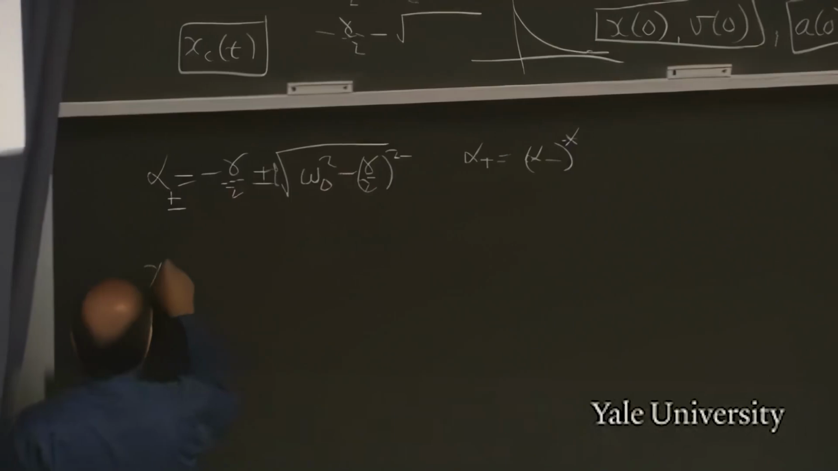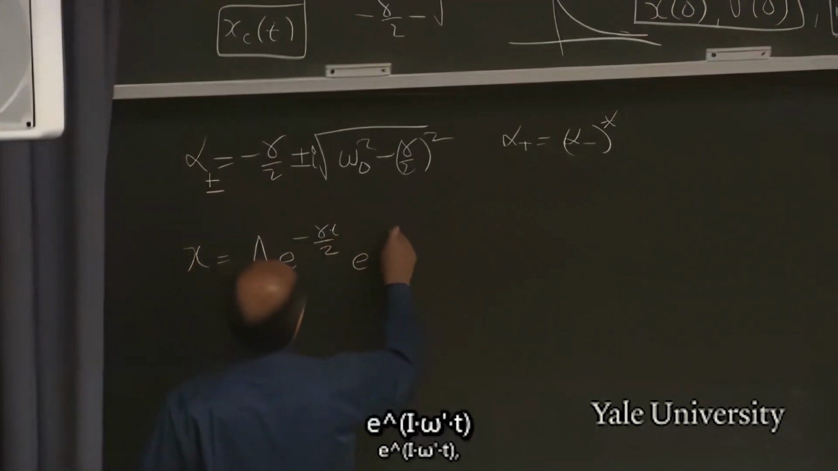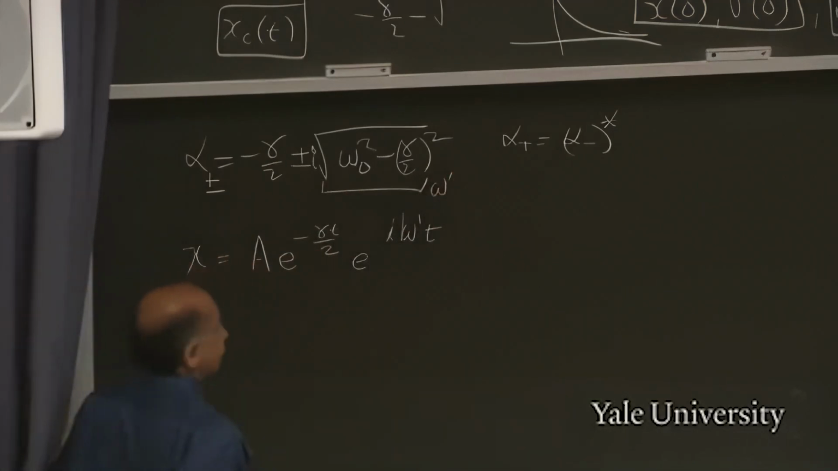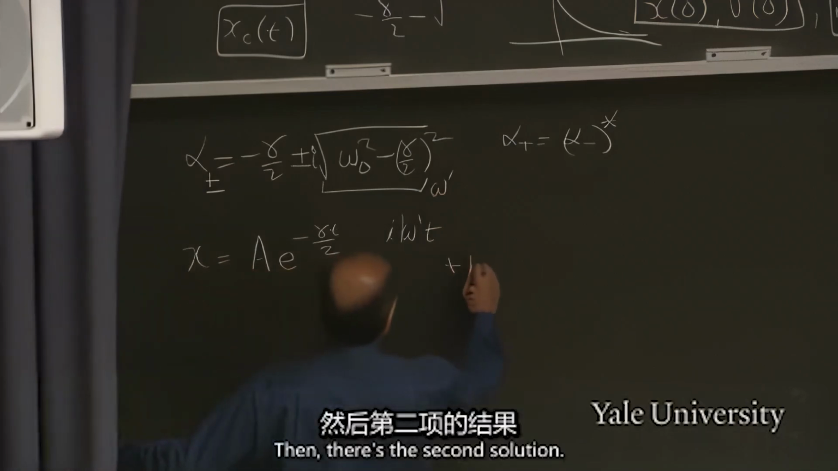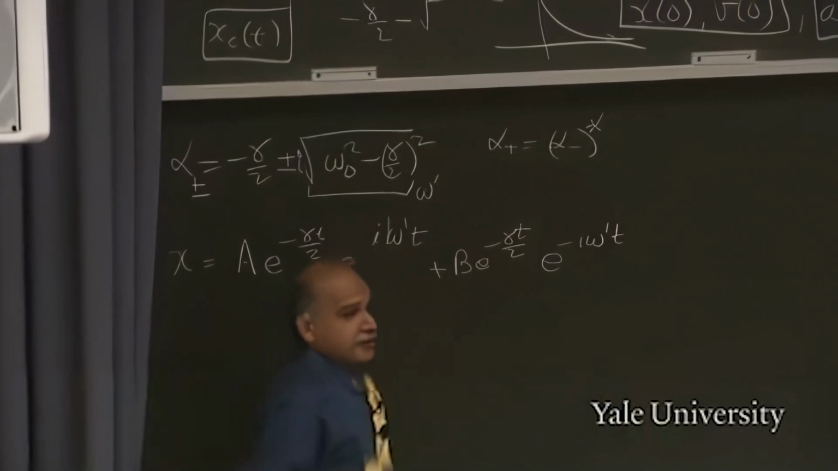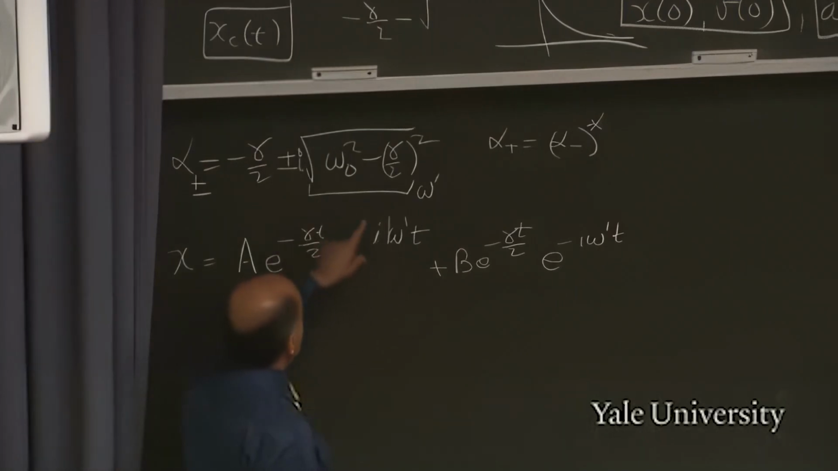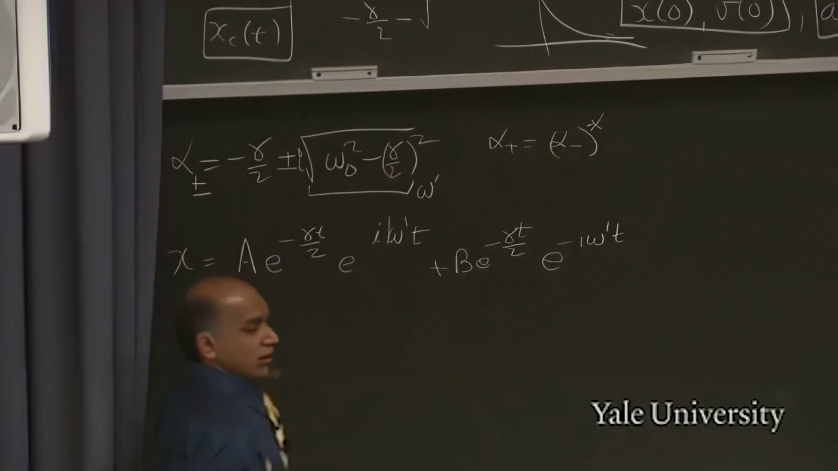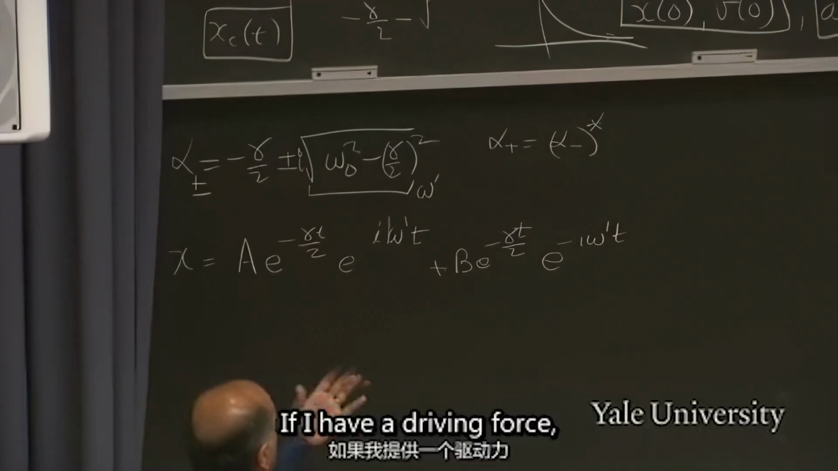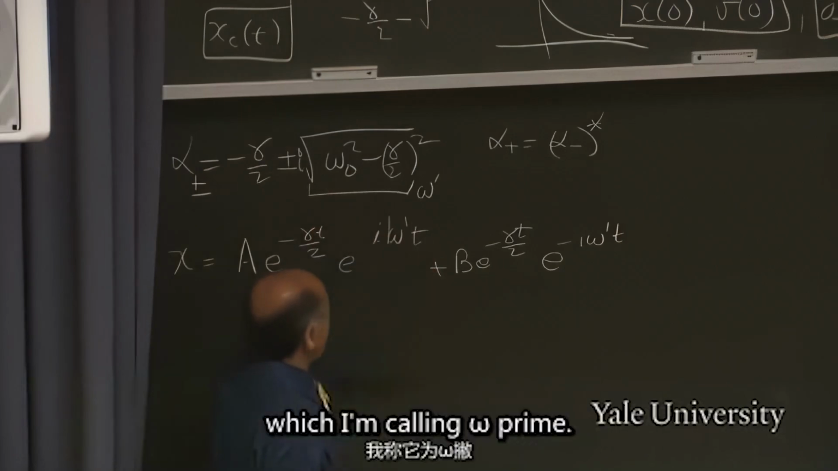So what's the solution going to look like? It's going to look like A e to the minus gamma t over 2 e to the i omega prime t, but I'm going to call this fellow in brackets as omega prime. Then there's the second solution. The real part is exactly the same. Imaginary part is opposite, minus i omega prime t. Omega prime is a new frequency connected to the natural frequency and the frictional force. That's why we got three omegas. We've got to keep that in mind. Omega naught is a natural frequency of vibration. If I have a driving force, I reserve the symbol omega for the frequency of the driving force. Here is yet another quantity with units of frequency, which I'm calling omega prime.